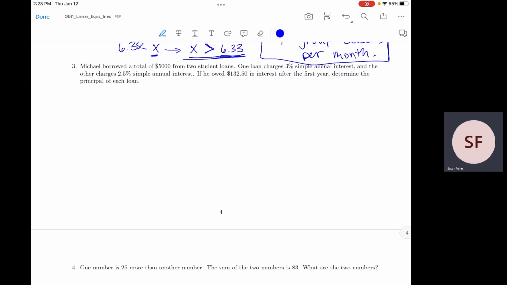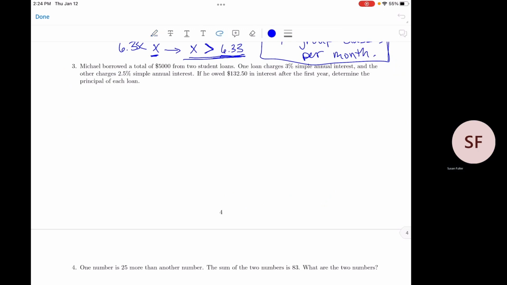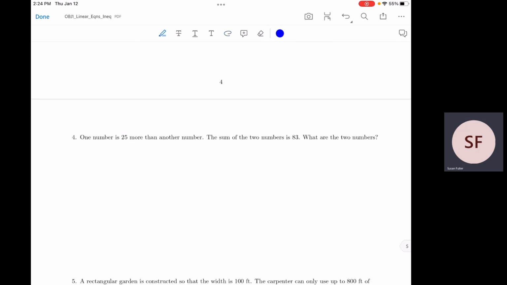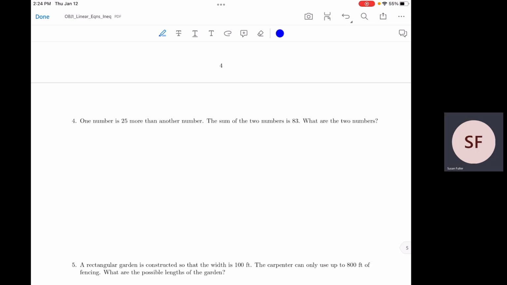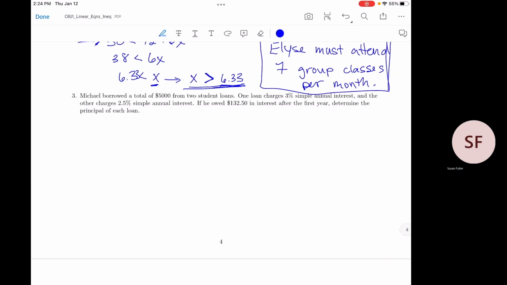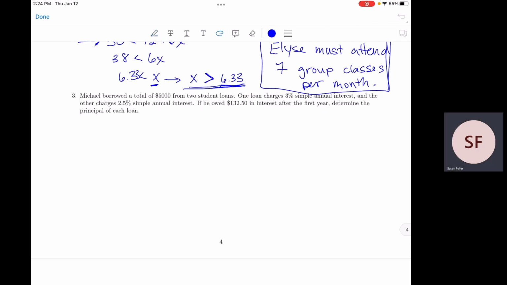Okay, we'll do a couple more of these here. So number 3, I think we'll do number 3, and then I think we'll come down and do number 5. All right, so number 3 here.